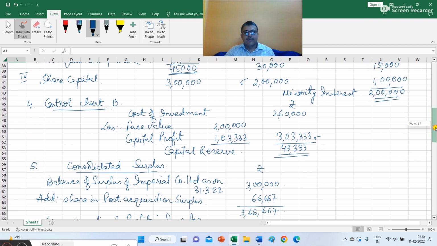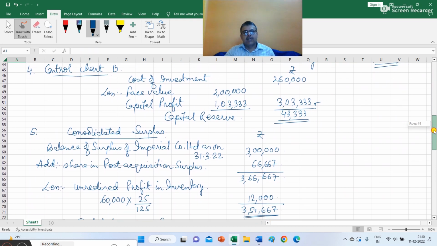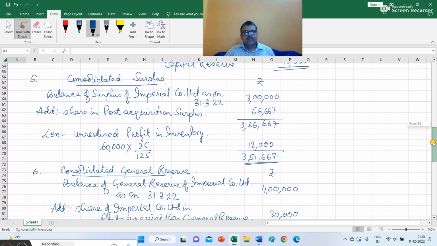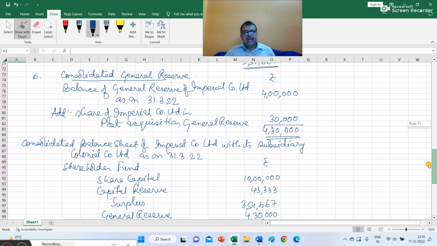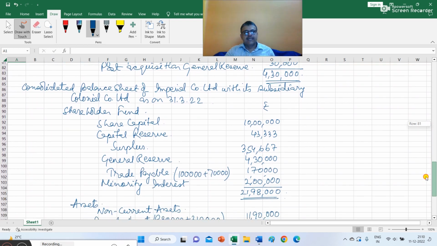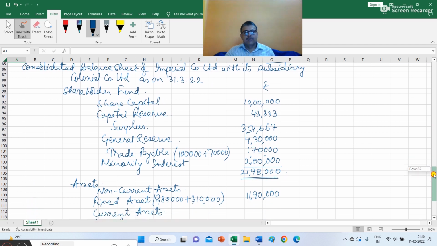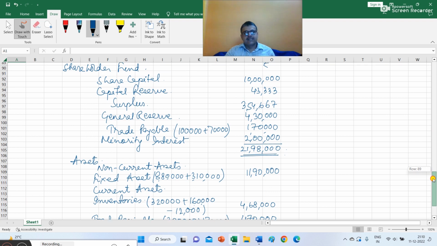So in this problem, we get a value of capital reserve for rupees 43,333. Then in point number 5, we have computed the value of consolidated surplus, and in point number 6, we have calculated the value of consolidated general reserve. And at last, we have prepared the consolidated balance sheet of Imperial Company Limited with its subsidiary Colonial Company Limited as on 31st March 22, and we have a sum total of 21,98,000 of both liability and the asset side.